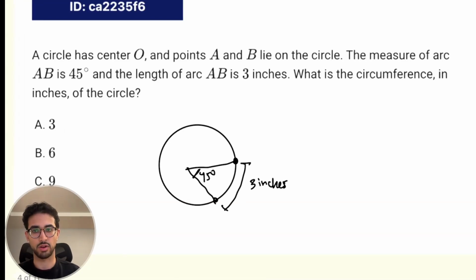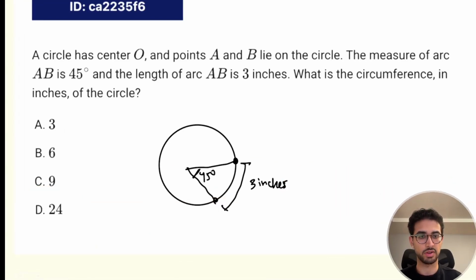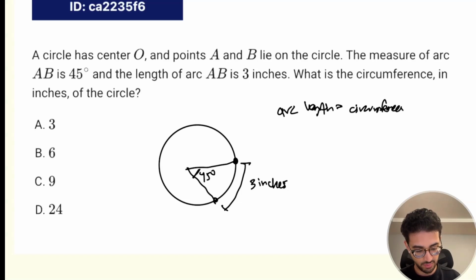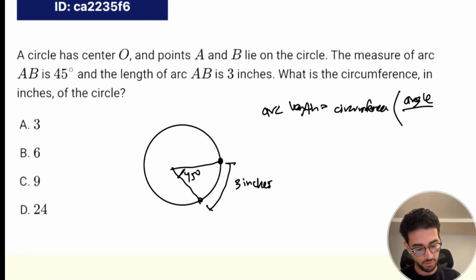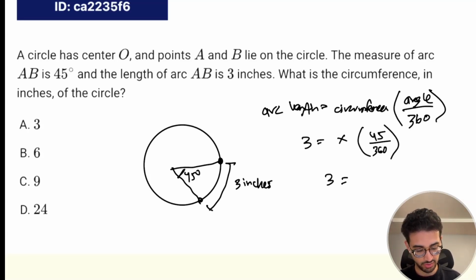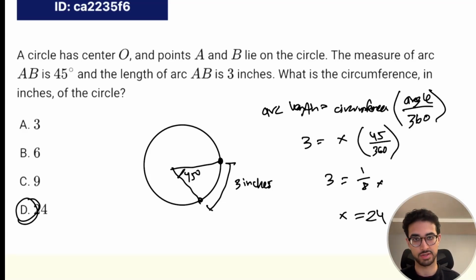Let's quickly draw out our formula to see if we can solve this quickly. Our formula is arc length, which we already have, equals circumference times angle over 360, in degrees. So we know arc length is 3. Circumference we're not sure about, so let's just call it x. The angle is 45 over 360, which, spoiler alert, is 1/8, so 3 = (1/8)x. To solve, we divide by that, which means we multiply 3 by 8, and this is 24. So our choice is choice D, and that's the correct answer.